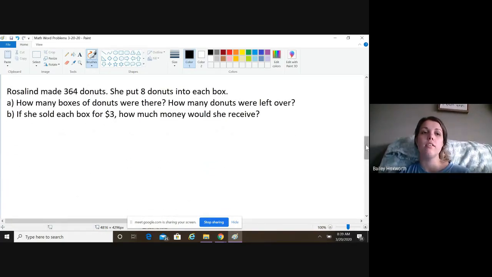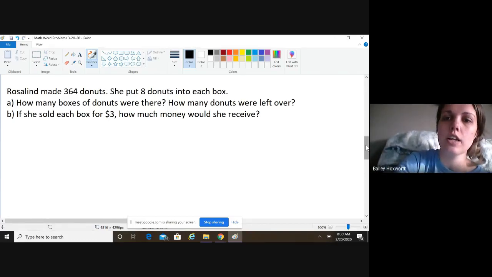Rosalind made 364 donuts. She put 8 donuts in each box. How many boxes of donuts were there? How many donuts were left over? If she sold each box for $3, how much money would she receive? There's multiple questions being asked here. So that means there's going to be multiple steps that need to take place.